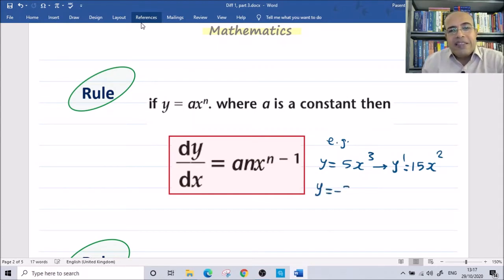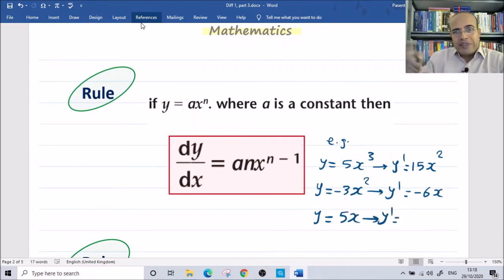And now, another example. y equals negative 3x power 2. So what is y dash? 2 comes down. 2 times negative 3, negative 6. And reduce 1 from the power. 2 minus 1 is 1. We don't write 1. And another example. y equals 5x. What is y dash? The power goes down. 1 times 5 is 5. And reduce 1 from the power. 1 minus 1, 0. x power 0 equals 1. So it's 5. Generally, the derivative of 5x is 5.